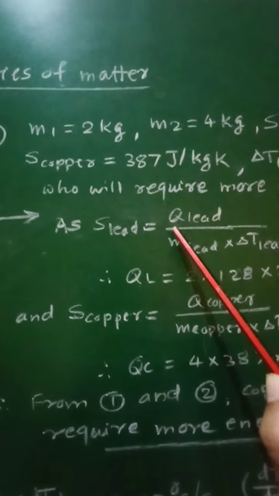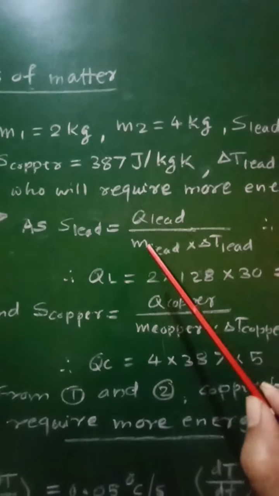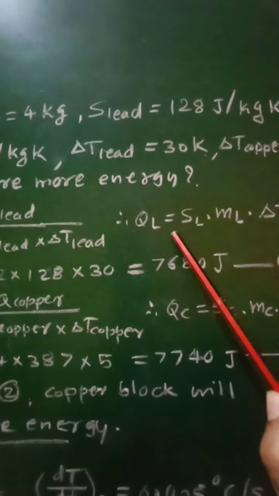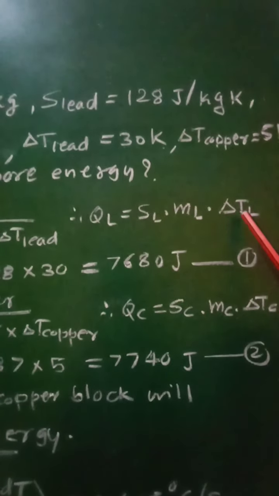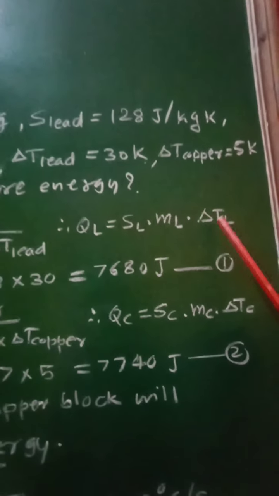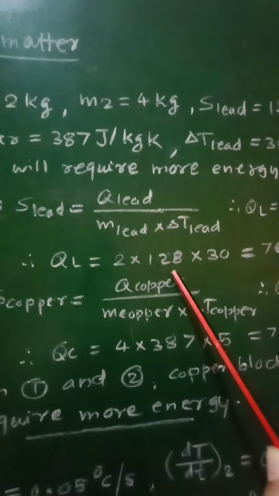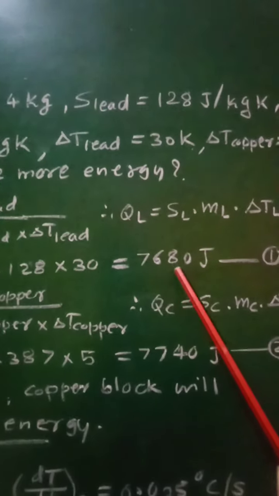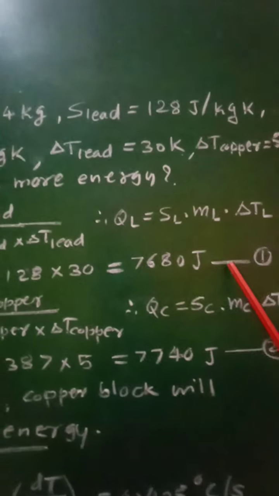will be equal to Q lead upon M lead into delta T lead, that is Q upon M into delta T. So from this we can write Q_L equal to S_L into M_L into delta T_L. And therefore we can write Q_L equal to 2 into 128 into 30, that will be equal to 7680 joule, equation number 1.